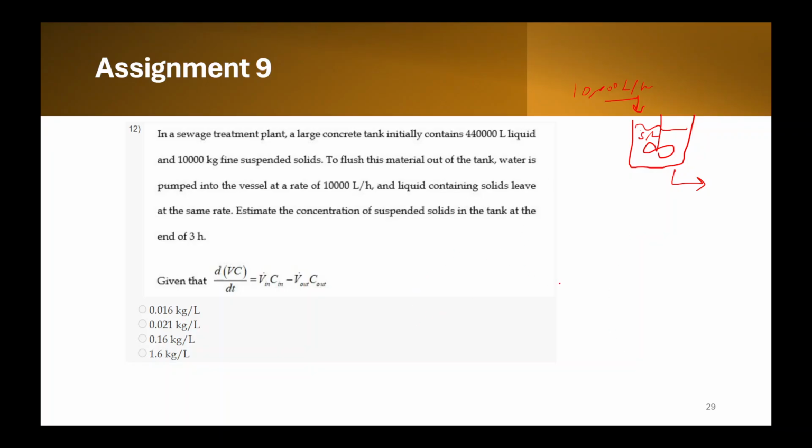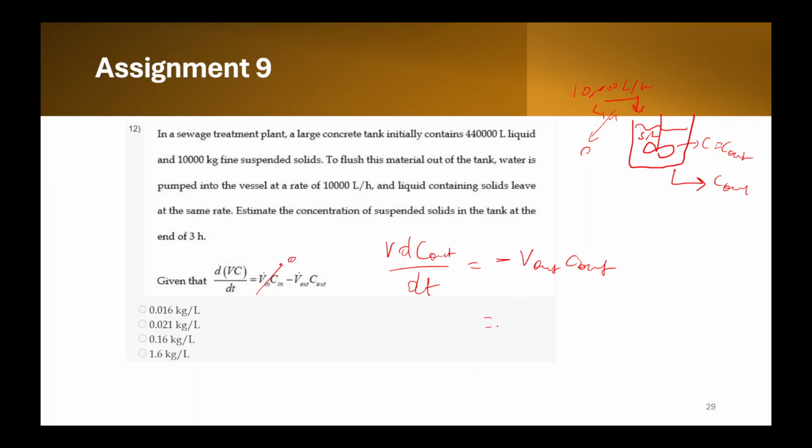So this is what your relation is given to you. So we can take V dC out basically. We can say that because there is a constant agitation, the concentration in tank will be equal to C out. So this is C out, this is C in. There is no C in. Basically, C in is 0. So minus of V dot out into C out, because this term is 0.